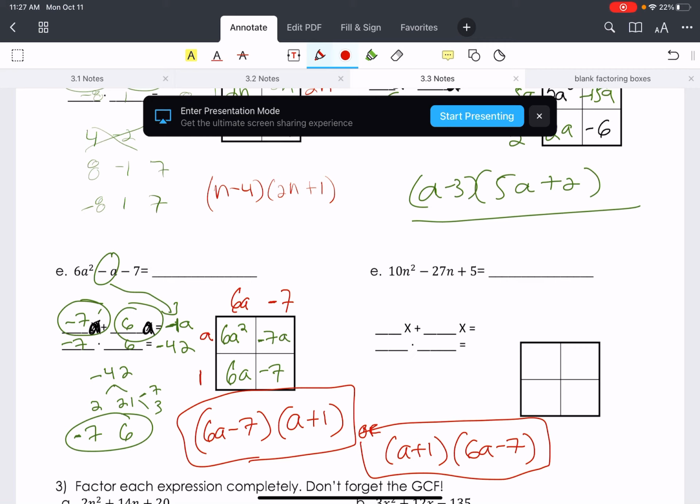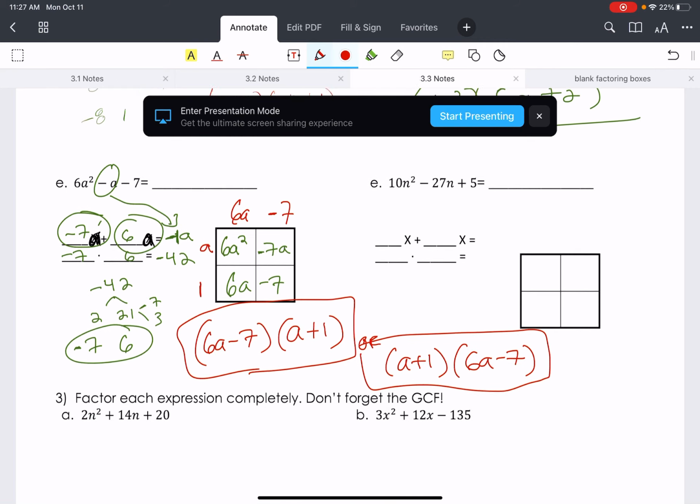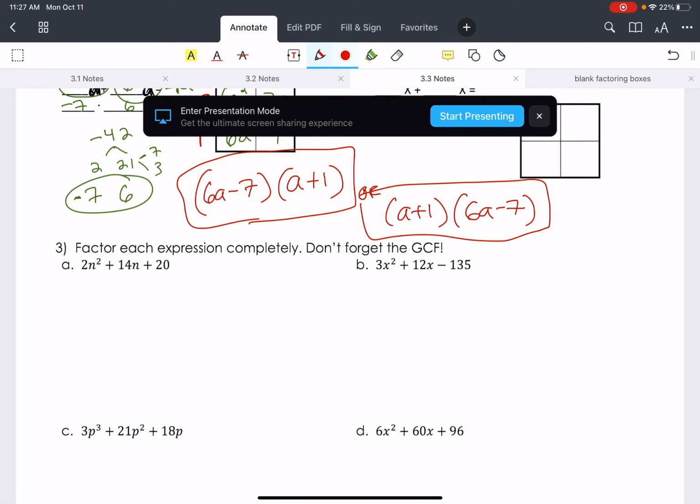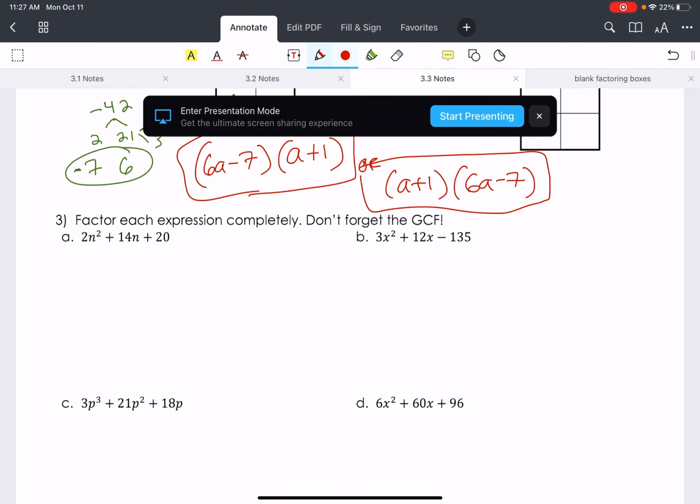Okay, I've got one more type we got to talk about today. But because I am awesome, I forgot to put an example of it in your notes, but it is on your homework. So go to this 3B and just cross off the negative 135. Okay, I'm making a new problem so that it's like some that are in your homework that I forgot to put in the notes. We're going to do it as if it's 3x squared plus 12x. We're doing the box one? Yeah, we're going to do the box one.